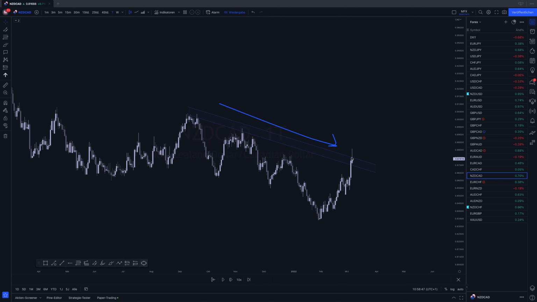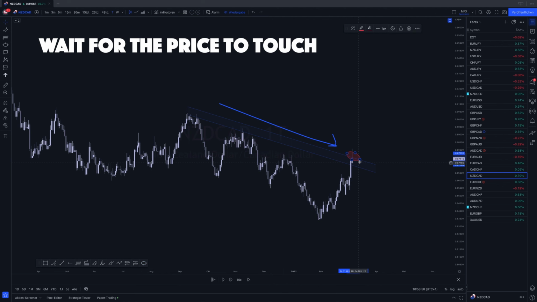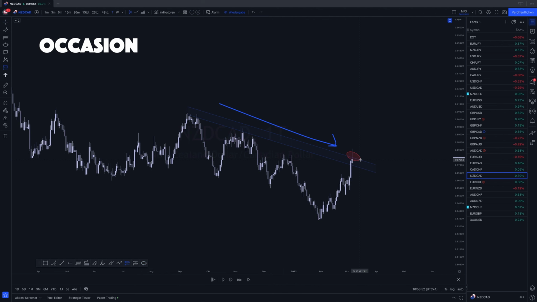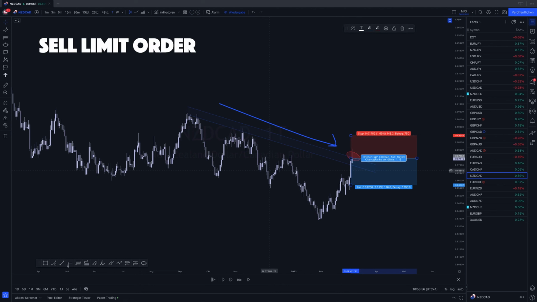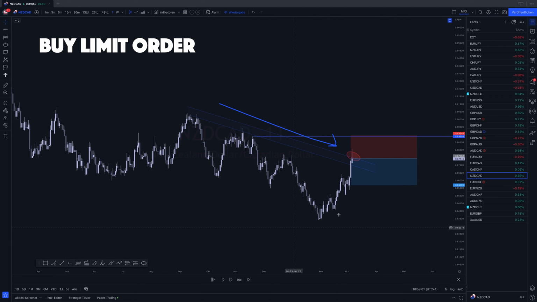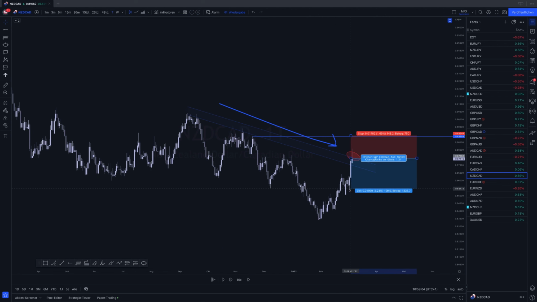So now A, wait for the price to touch the trend line on another occasion. B, set your sell limit order or your buy limit order, and adjust as price moves, okay? Enter a trade in the direction of the trend when the price has touched the trend line.